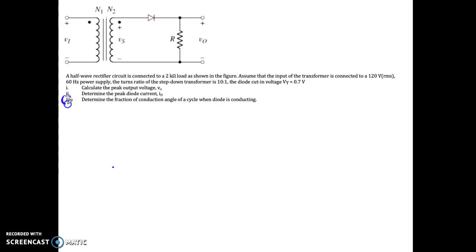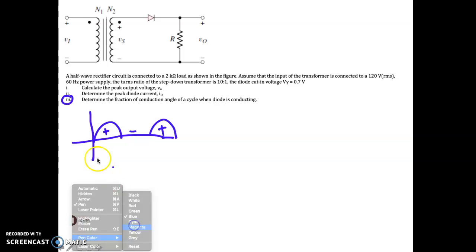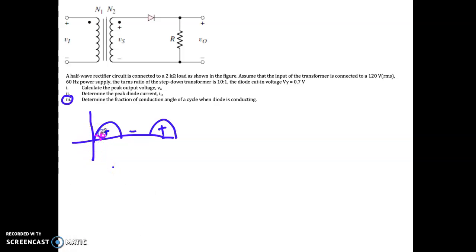Okay, so let's move to question number 3. Determine the duty cycle, the fraction of the conduction angle when the diode is conducting. So let's redraw the output graph. Here the diode is on, then the diode is off with no output, and then the diode is on again. So where is the fraction of the duty cycle? Here will be theta 1, and here will be theta 2.